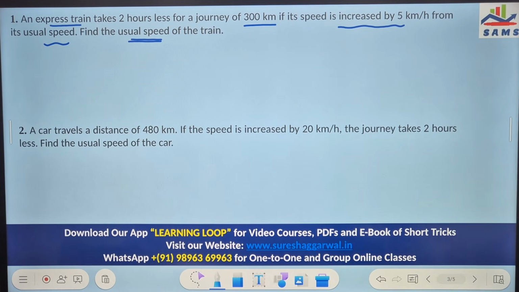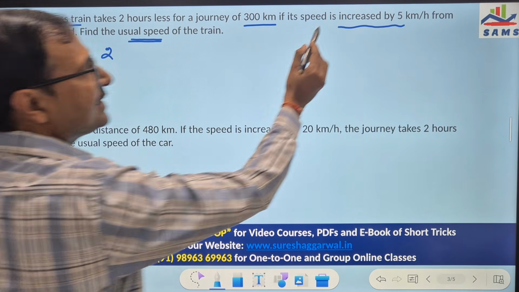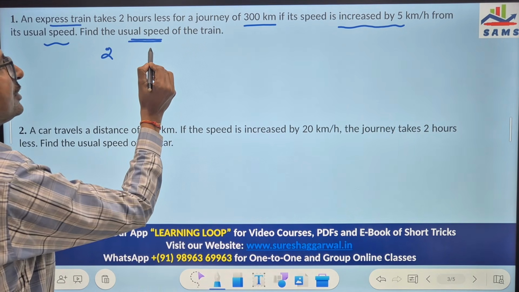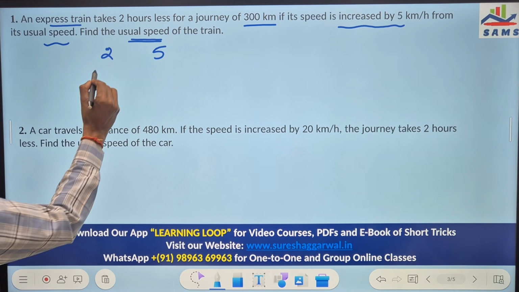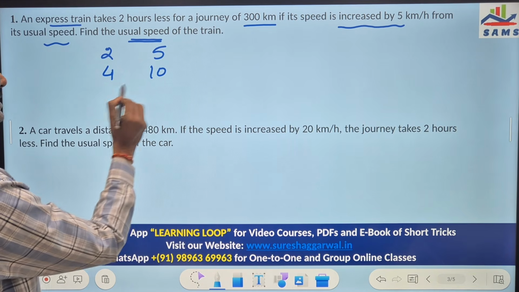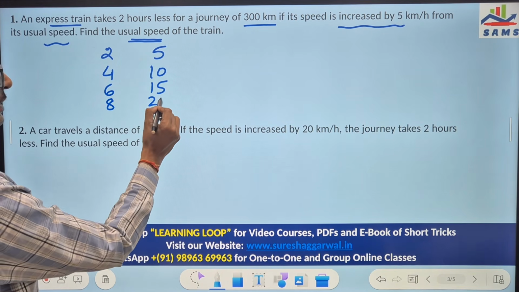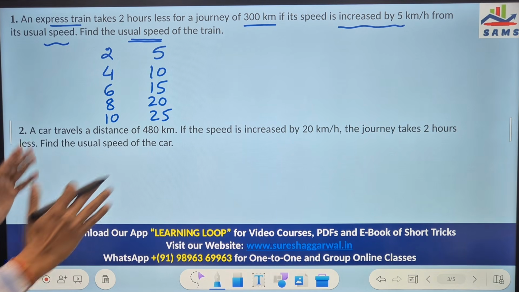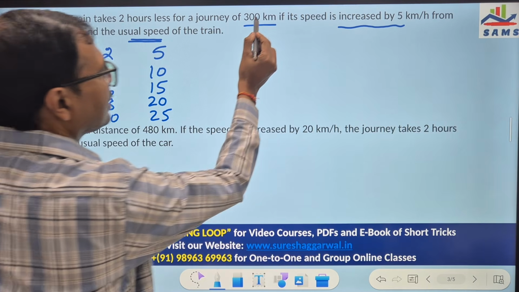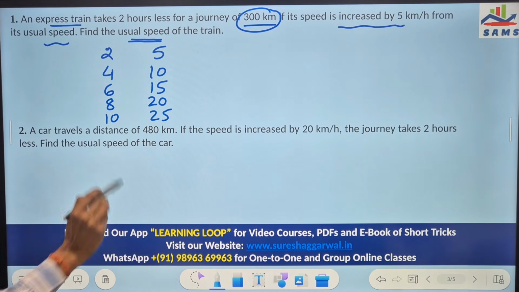So if you see here, 2 hours less. So 2 hours when the speed is increased by 5. So 2, 5. Now I have to make it double. So 2, 5, 4, 10, 6, 15, 8, 20, 10, 25. So we have to do like this. And now the distance covered is 300 kilometers. So let's check where do we get 300.